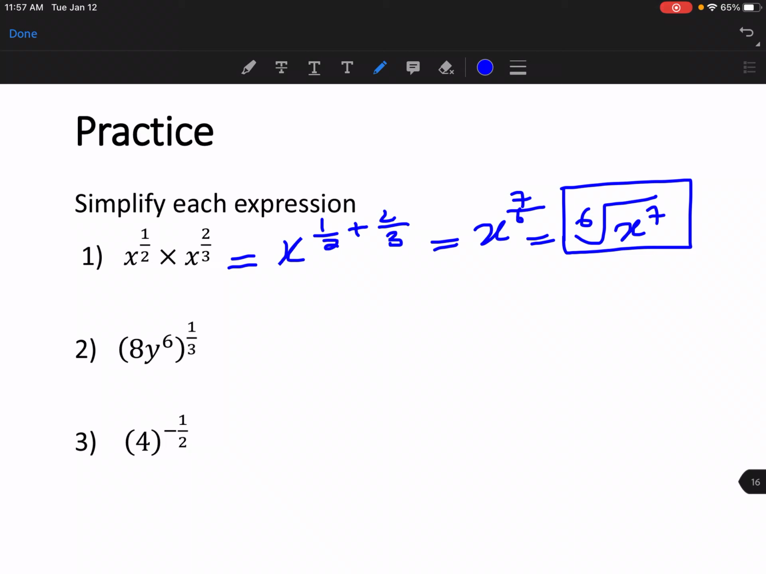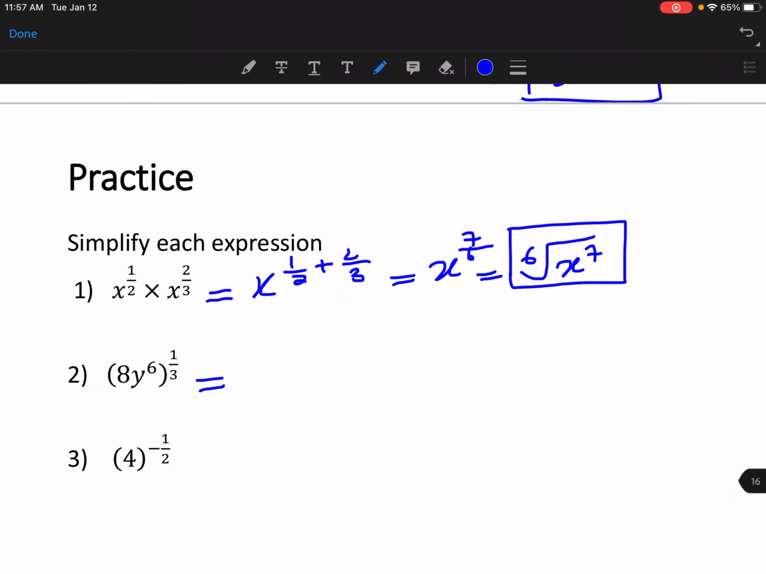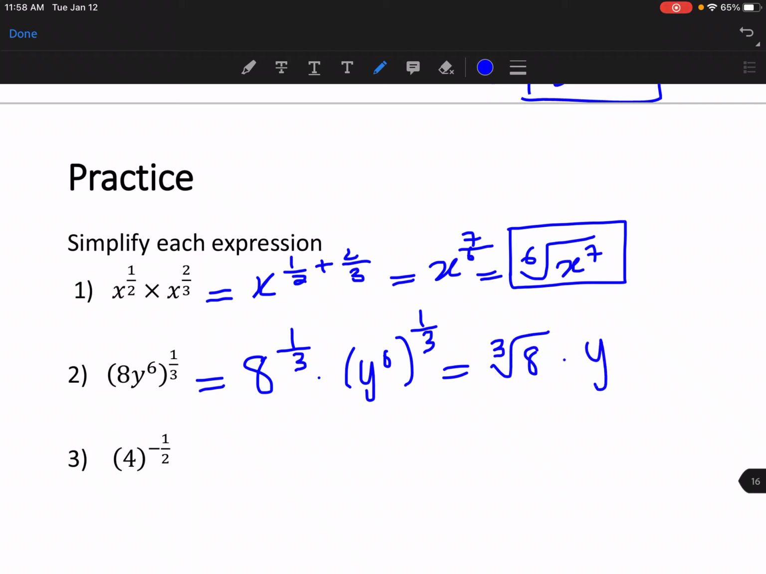All right, letter number 2, if I have 8y to the 6, to the 1/3 power, when I have a product to a power, then I need to raise each factor to the power. So this is 8 to the 1/3 times y to the 6 to the 1/3. So we can say this is 8 to the 1/3. I can rewrite that as the cube root of 8, my index is 3, times y to the 6 to the 1/3. So I can do y to the power of another power. We can multiply that. So this is 6 times 1/3.